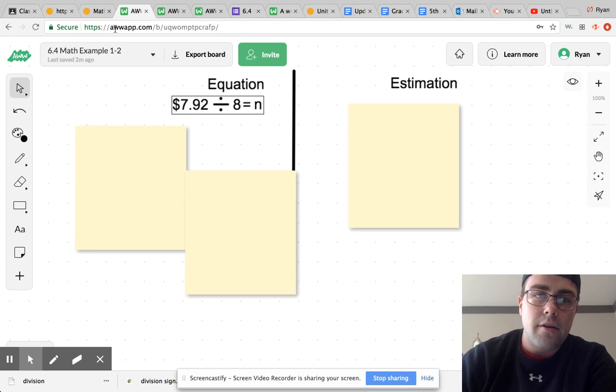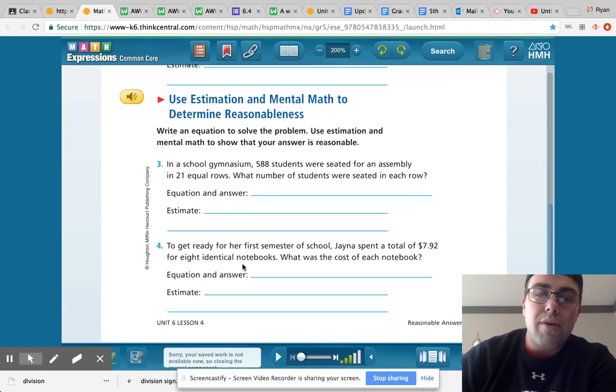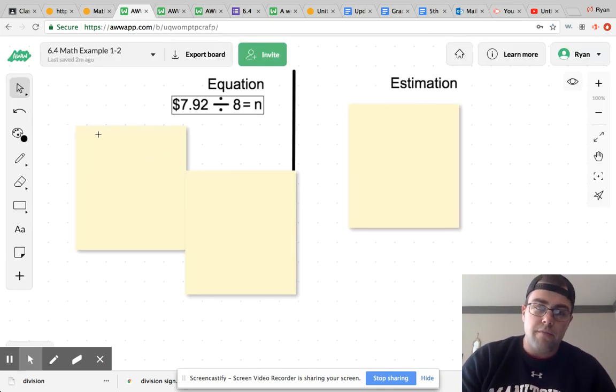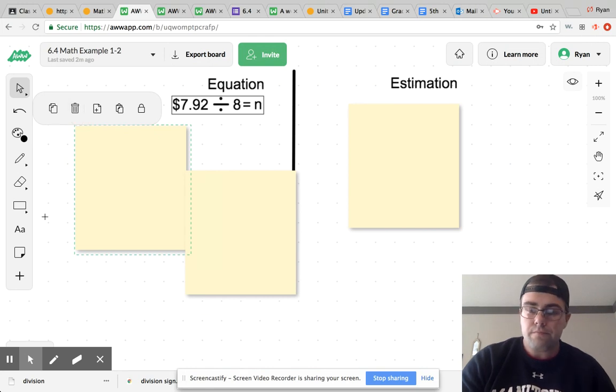That's our answer. Back to our work, the reason I knew it was a division equation is because it tells us she spent a total amount of money. That total amount of money was $7.92. It also told us she had 8 notebooks, and we're trying to figure out what's the cost of each notebook. So we're trying to figure out how much she paid for each single notebook. And remember, it's going to be an even amount. So back to our work. We have our equation. Now we can go ahead and start solving.